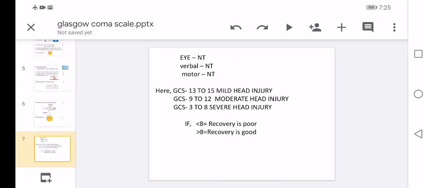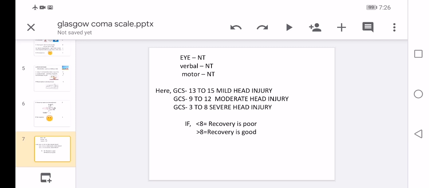And if the patient is having any local factor like any eye problems, the eye response is not testable. Or the patient having verbal limitations, like the patient is intubated or has a tracheostomy, you can go for NT, not testable. Or a patient having paralysis or motor problems can go under NT, not testable.